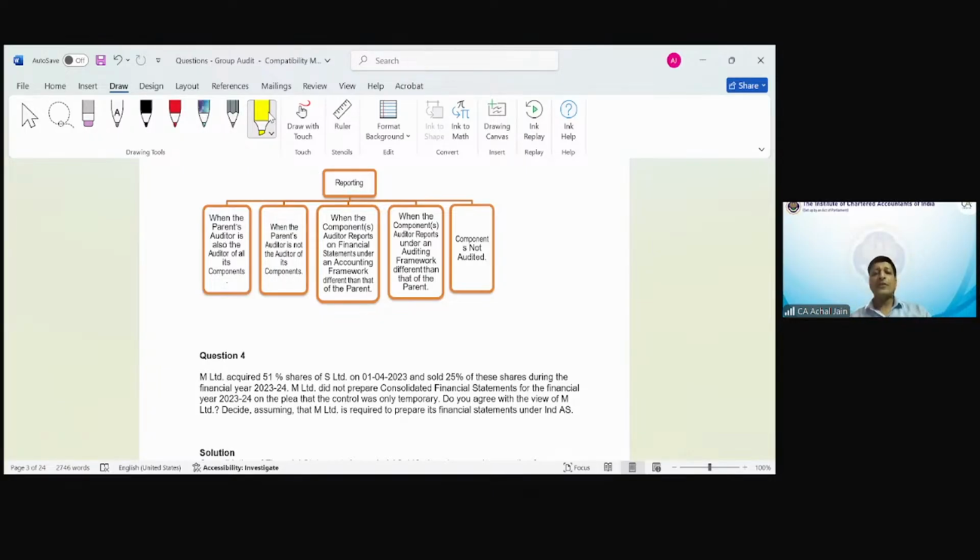M Limited acquired 51% shares of S Limited on 1st April 23 and sold 25% of these shares during the same financial year, meaning 23-24. So at the beginning of the year, 51% shares are purchased. During the year, the date is not told to us. Let's pick it up, say 15th of January next year. So during the same financial year, 25% shares are sold, and you can say that through such sale, control is also lost.